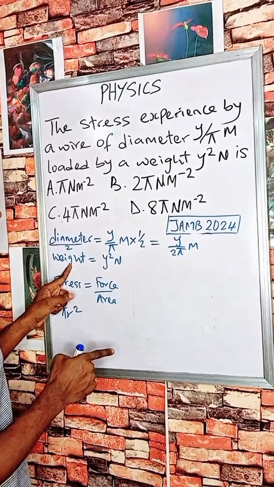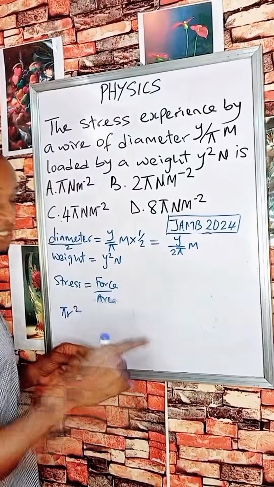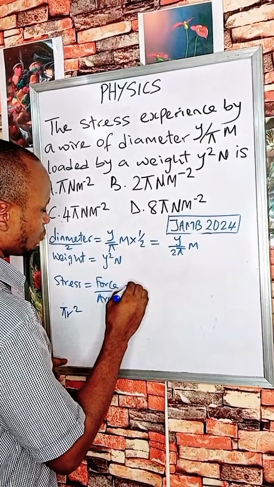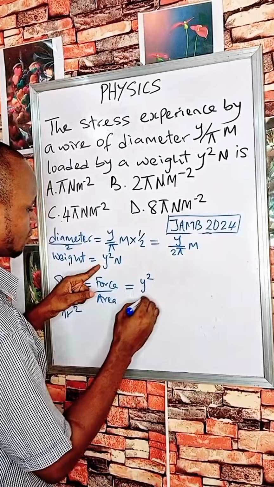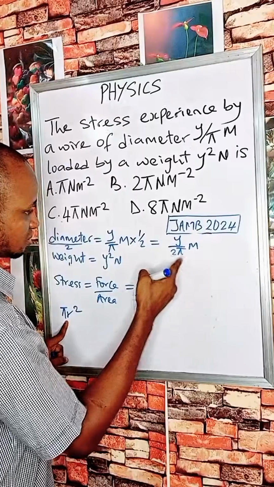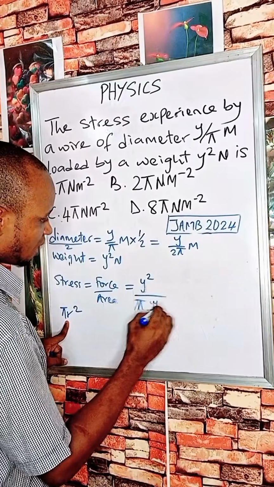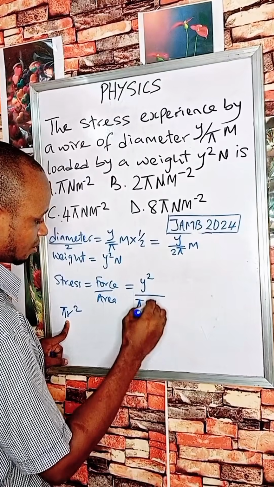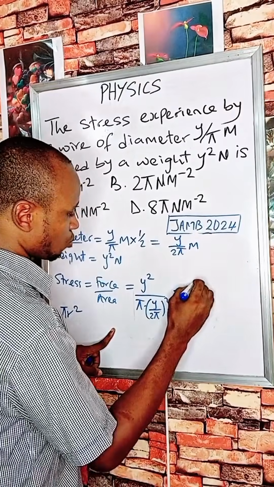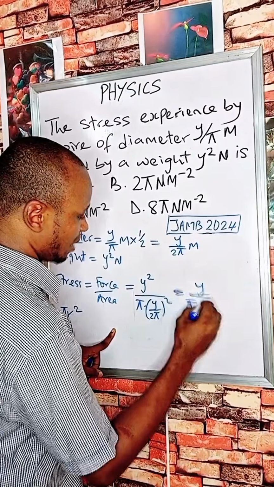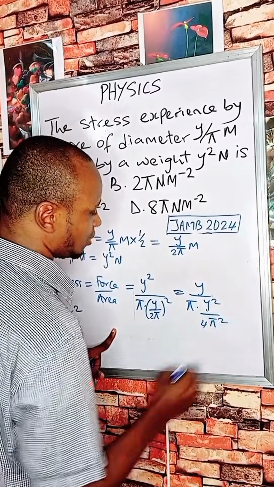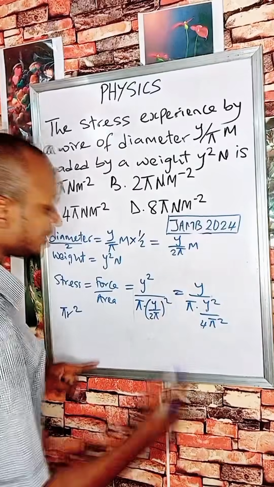So don't forget that weight is weight due to gravity, which is the force we're going to use for this particular calculation. So force will be equal to y square all over pi times the radius squared, which is y over 2 pi all squared. So this will be equal to y square over pi times y square over 4 pi square. So we take the 4 up to balance up the equation.